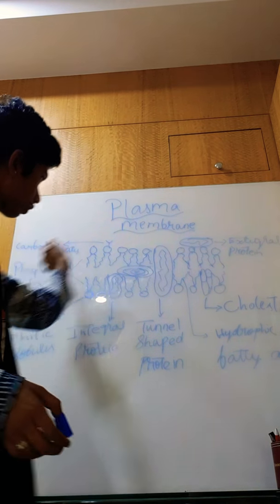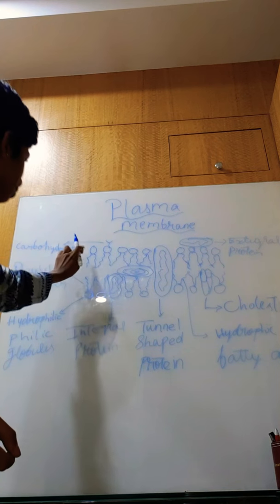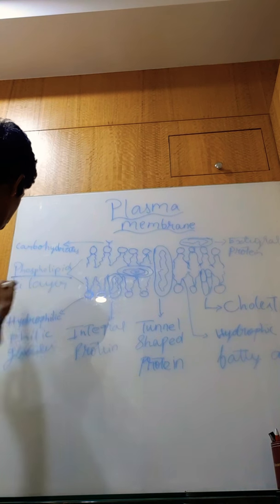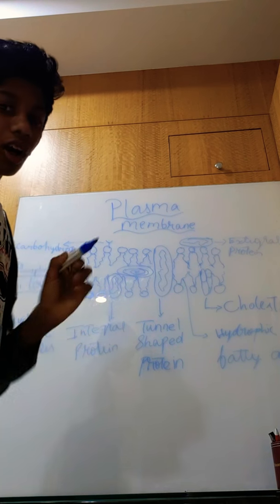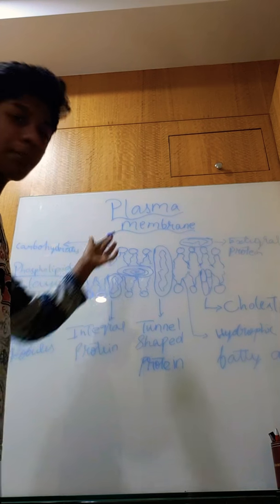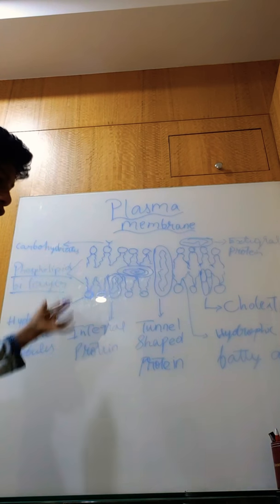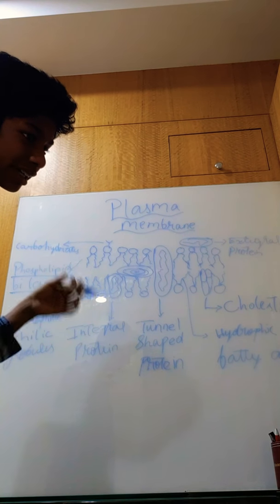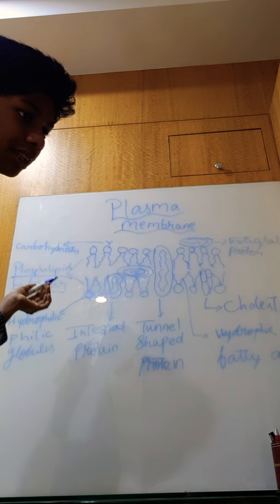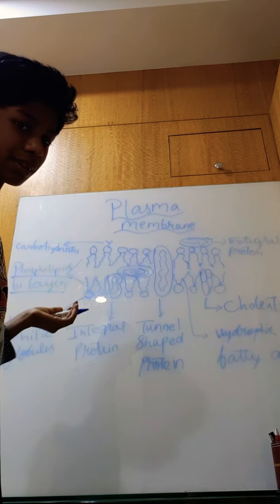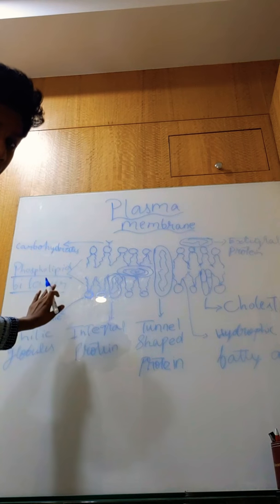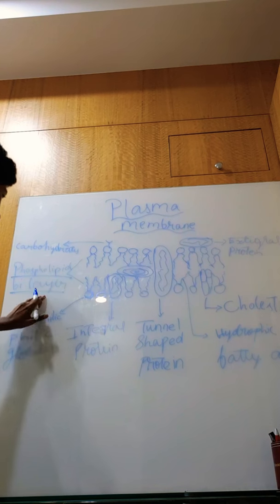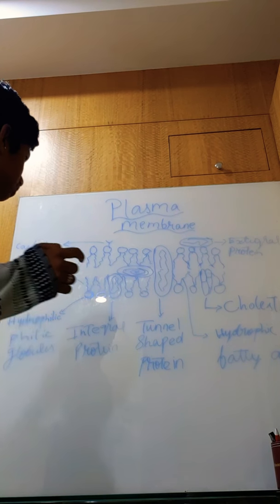This is the structure of the plasma membrane of a cell. It's a phospholipid bilayer. It has many phosphates. Every living cell is externally covered by a transparent, elastic and semi-permeable membrane called the plasma membrane of a cell. This is the semi-permeable outer covering of a cell.